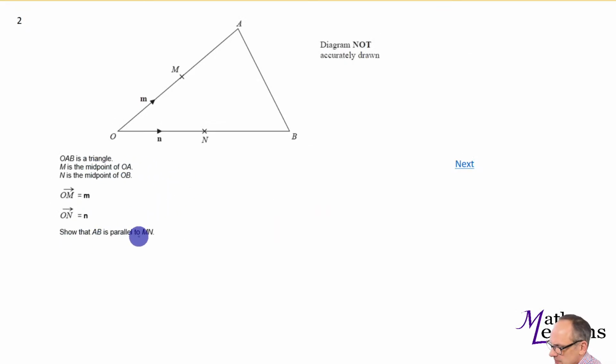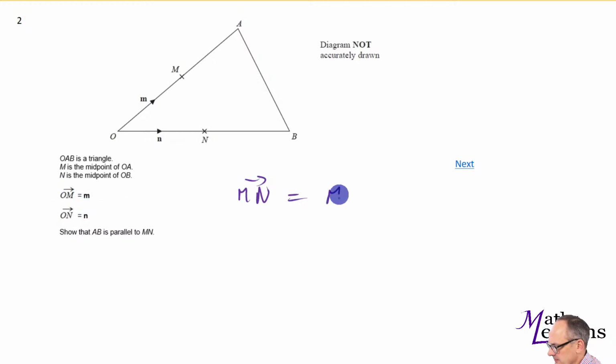Okay, so we've stepped up a little bit. We're going to show that AB is parallel to MN. And what you need to do to show two vectors are parallel is show that one is a multiple of the other. So we're going to find MN to start off with. If you want to go from M to N via O, you might like to think of it as M-O-N. And if it's going in the opposite direction, then it's going to be a negative.